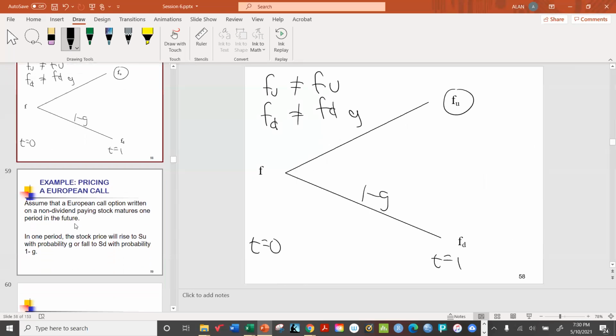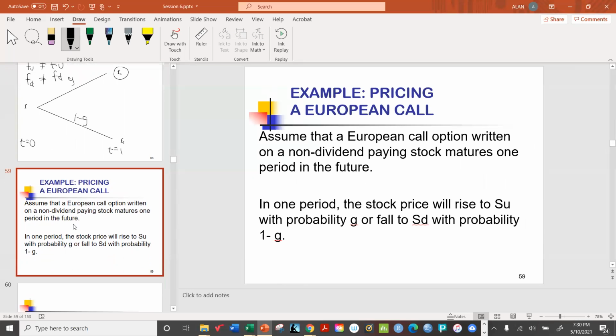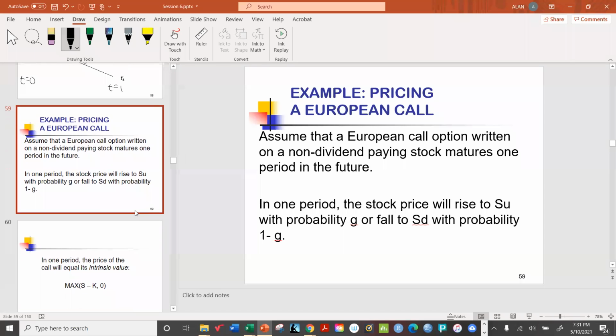All right, so we're going to look at the case of a one-period European call. The stock does not pay any dividends, so we'll keep it simple. In one period, the stock price will either go up to S times U with probability G, or fall down to S times D with probability 1 minus G. So it sounds very abstract.